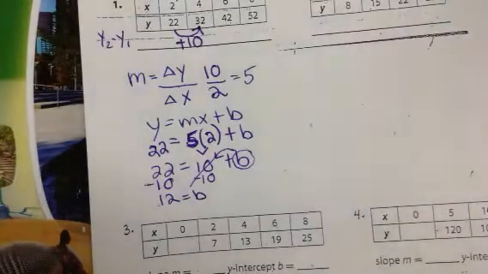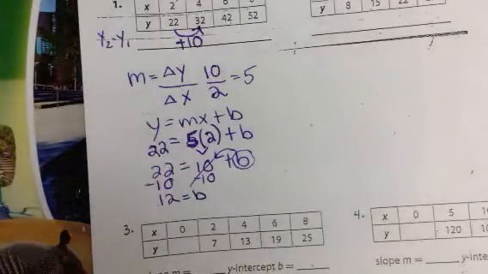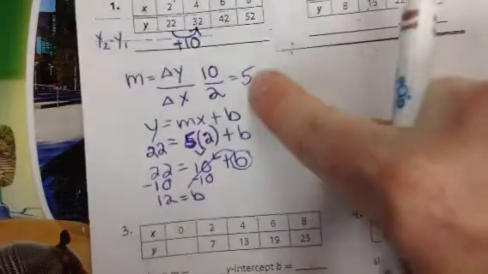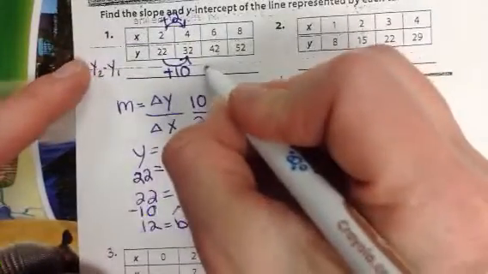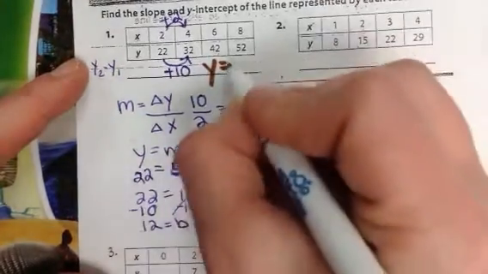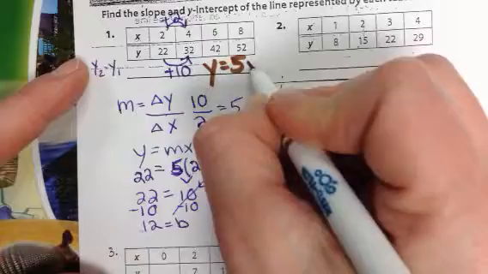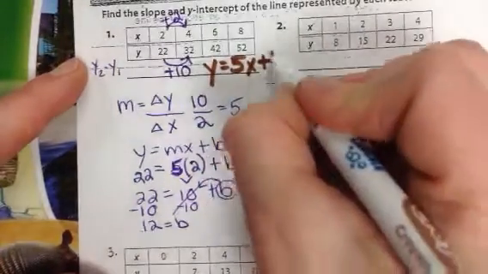Now I'm going to write the equation for that table, because I know that the slope was 5, and I know the y-intercept is 12. So on this line, write y equals, remember it goes m, and I got a 5 there. So y equals 5x plus 12.